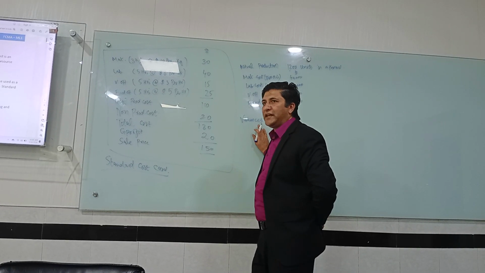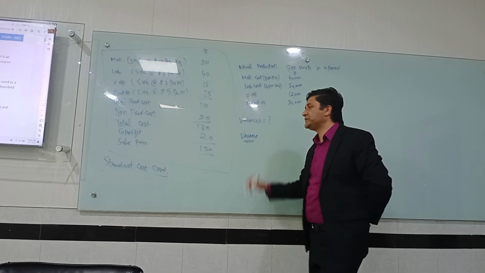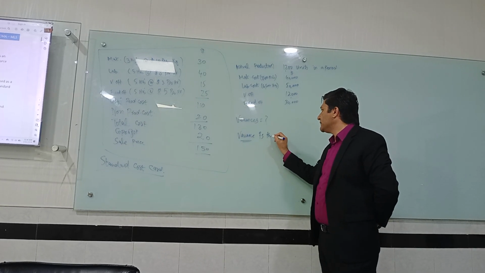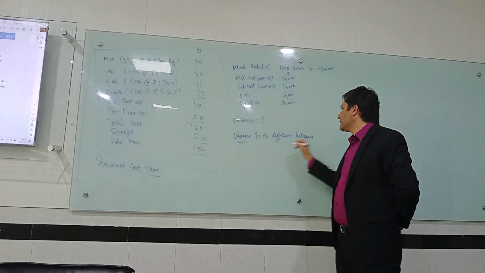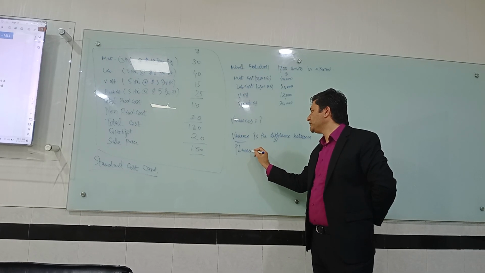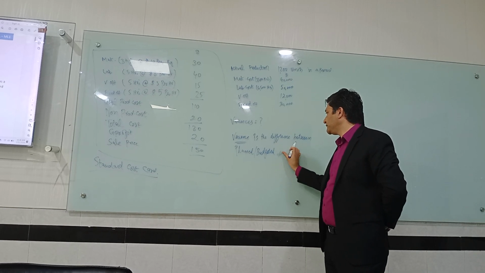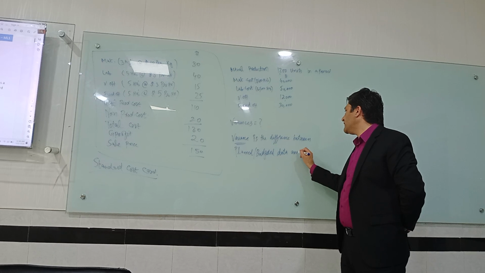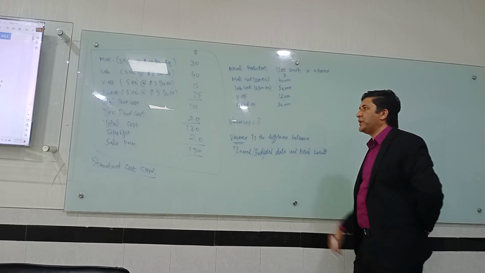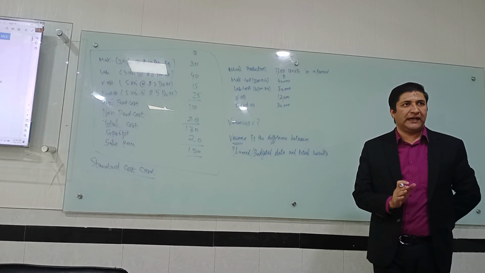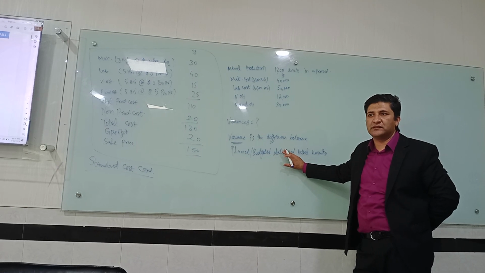Before moving to the calculation of variances, let me tell you what is a variance. What is a variance? Variance is the difference between planned or budgeted data and actual results. So variance is the difference between planned or budgeted data and the actual results. So whenever there is a difference between these two, this will be known as a variance.